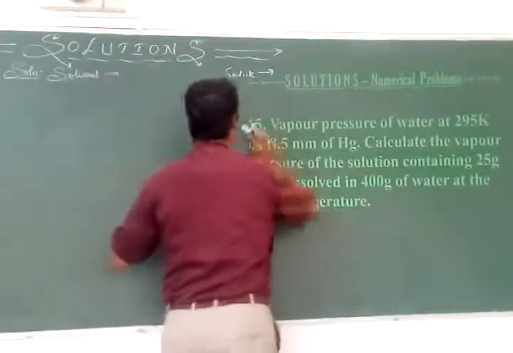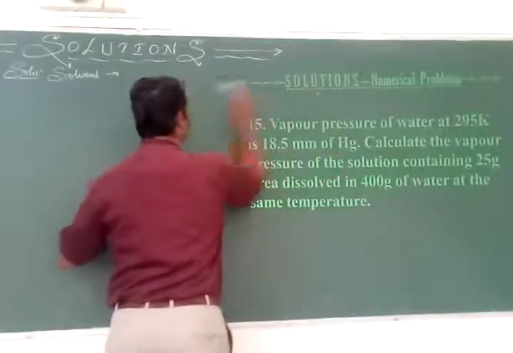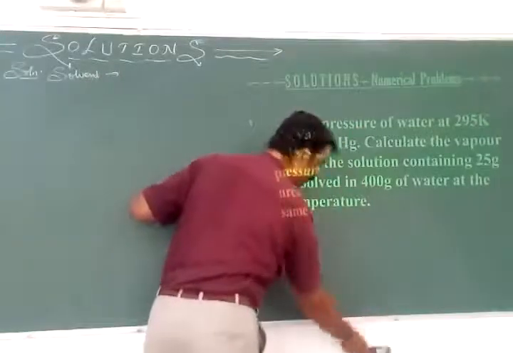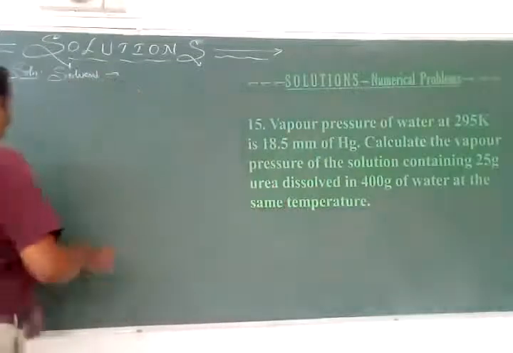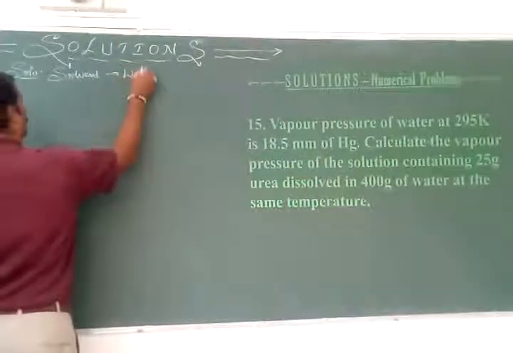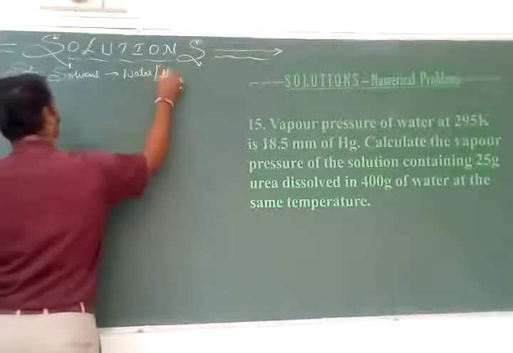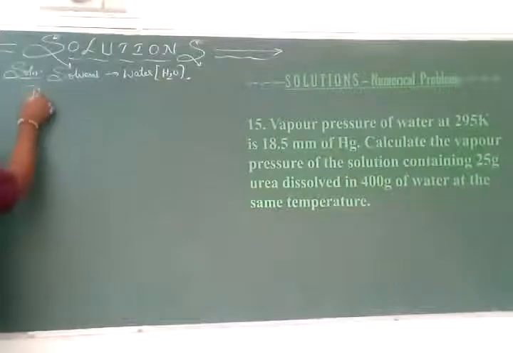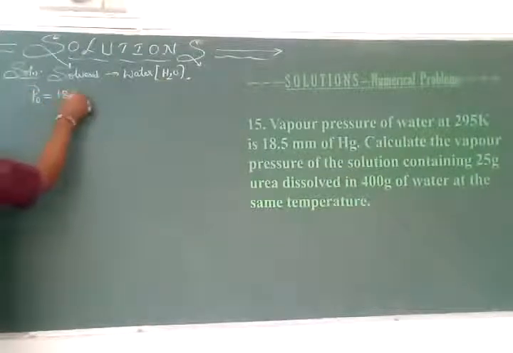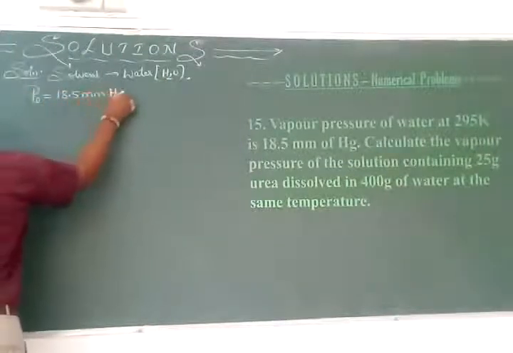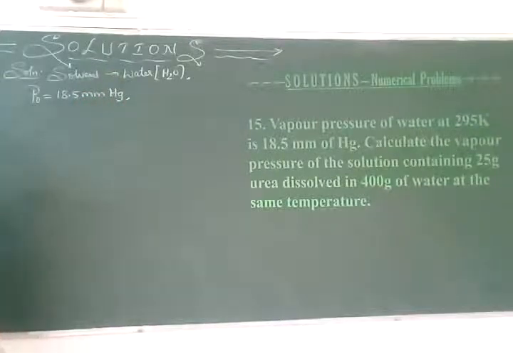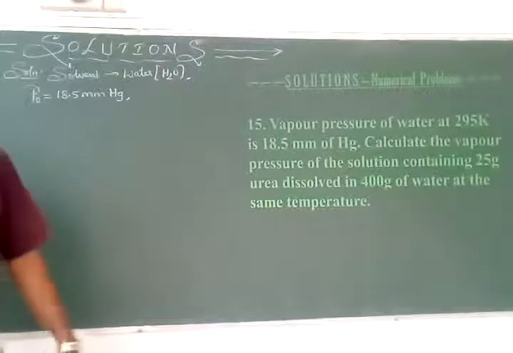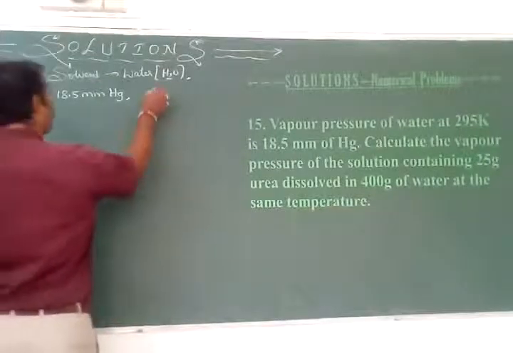Water is the solvent here, which means the solvent is water, H2O. The vapor pressure of pure water, meaning P naught, is 18.5 in terms of mm of mercury. Calculate the vapor pressure of the solution. The vapor pressure of the solution means P, which we have to find out.